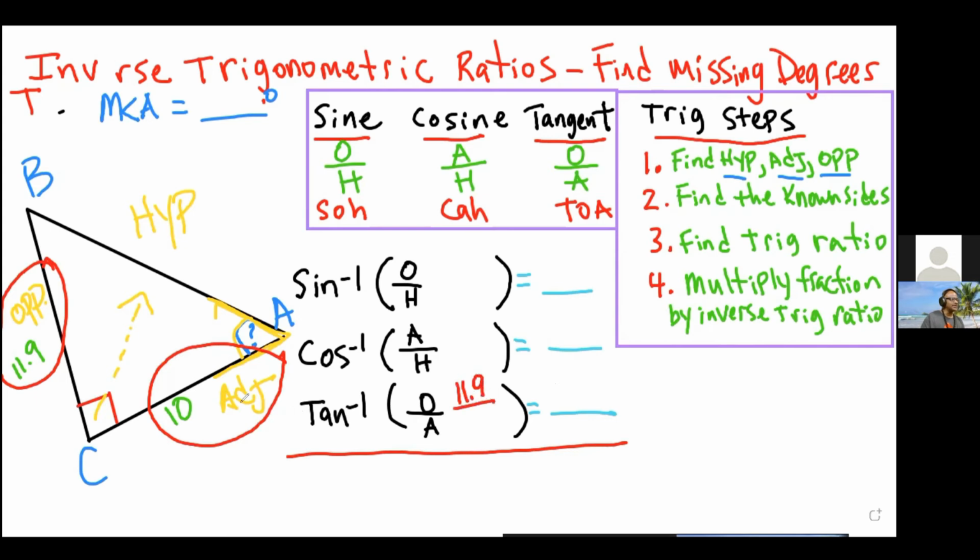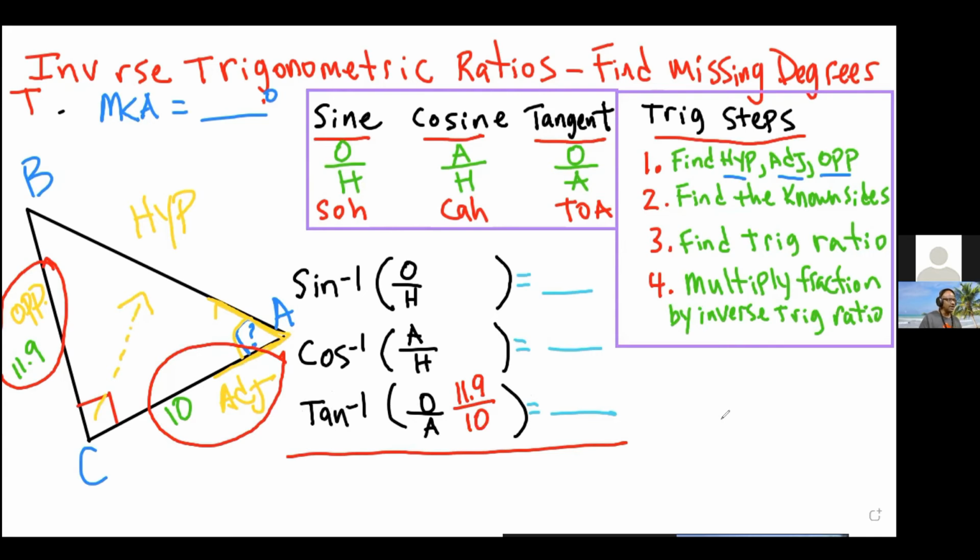And we know that A is going to be 10. And so we're going to use this to solve it. And then we'll be fine. Okay, so let's go ahead and do that. Let's go to our calculator. We're going to put in tan 11.9 divided by 10.